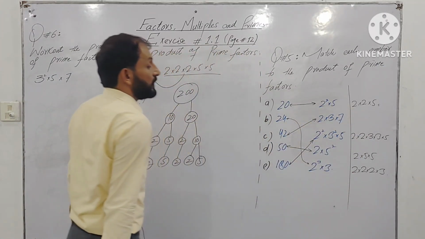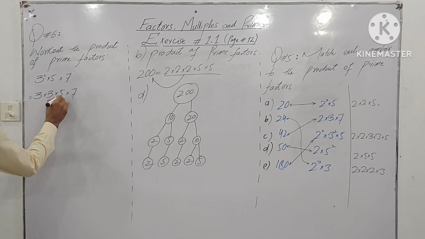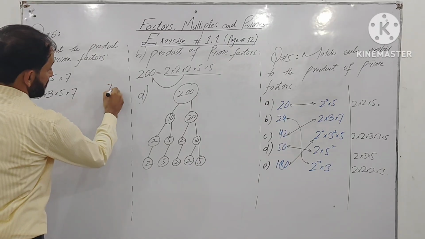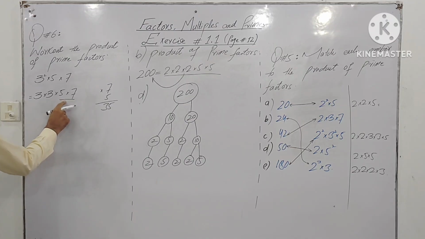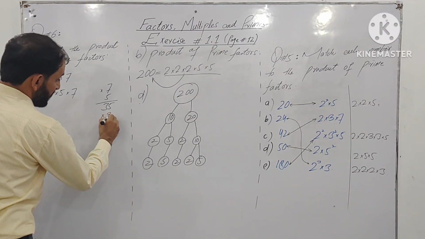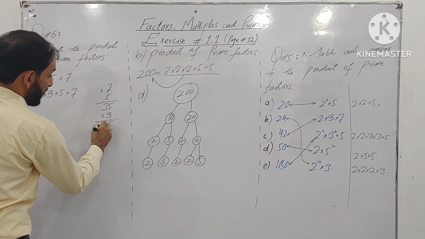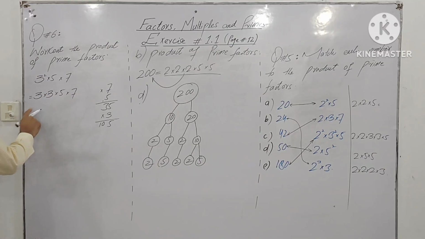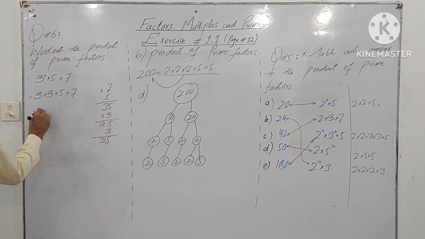What is the meaning of 3 square? 3 square means 3 multiply by 3 multiply by 5 multiply by 7. Now you can see 5 multiply by 7, 7 multiply by 5, answer will be written in the form of 35. 35 multiply by 3, 5 3s are 15, 5 and 1 carry, 3 3s are 9 and 10, 105. 105 3s are, 5 3s are 15 and 3 1s are 3. This is the answer of question number 6, first part.